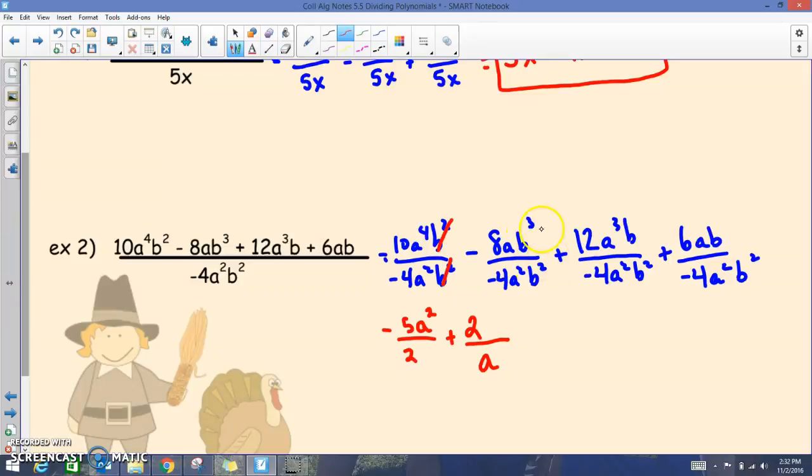Looking at the b's, where do I have more? Well, my larger exponent is on top. And how many more? I just subtract the big number minus the smaller. So I just have one b on top.